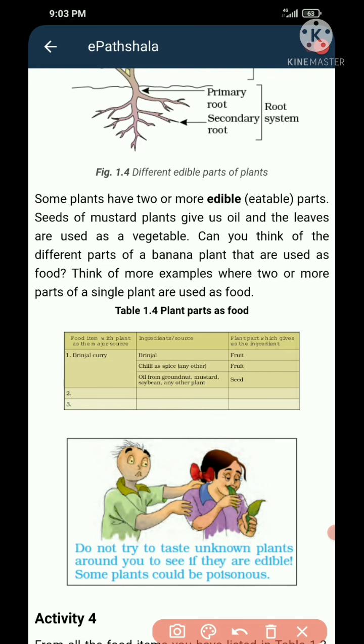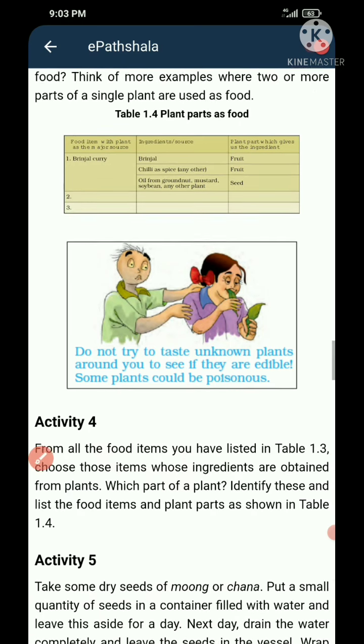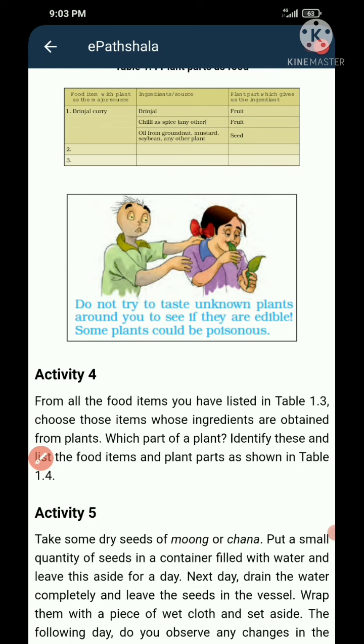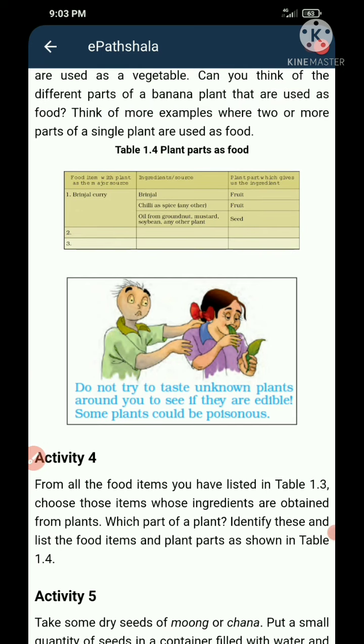Okay, students. Next, caution. Listen, do not try to test unknown plants around you to see if they are edible. Some plants could be poisonous.